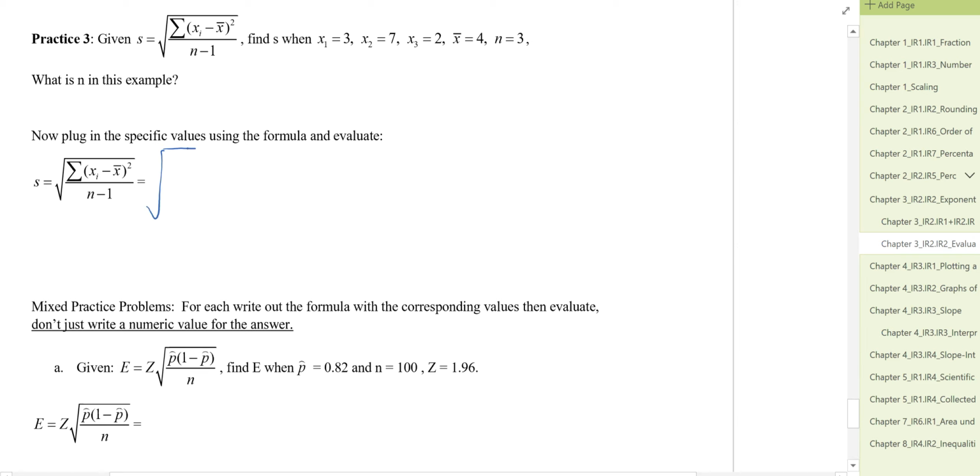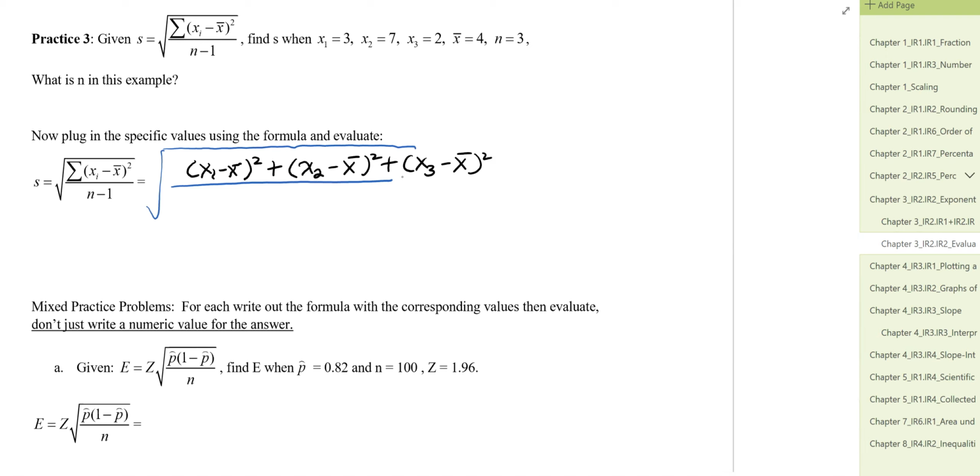So this is equal to the square root of, okay, I'm going to write the numerator inside the summation notation. For the numerator, I have x1 minus x bar squared plus x2 minus x bar squared plus x3 minus x bar squared. And then the denominator has n minus 1, where n is 3, so 3 minus 1.